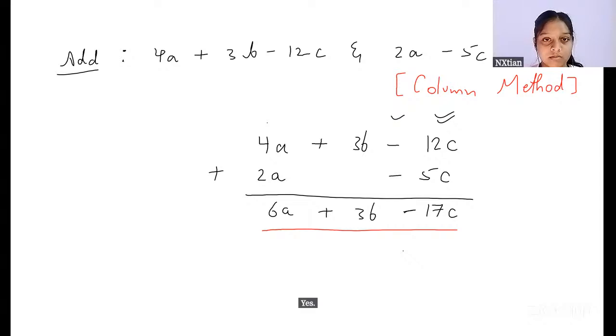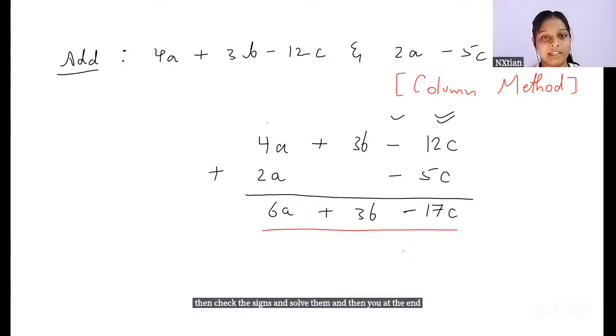Done, ma'am. I'm still copying. Okay, you can copy. Done. So hope the column method is clear to you. We just have to write the same kind of variables below each other, then check the signs and solve them, and at the end you'll get the whole expression.